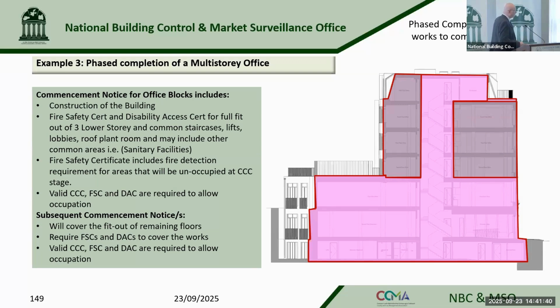Now, I won't go into it, but the fire detection systems would also have to be cognizant of if there's no ceiling in those areas, the underside of the ceiling might be corbelled or it might be downstands to ensure that the fire detection system is compliant to ensure that those areas are covered by a detection system. So then we would have subsequent commencement notices to cover the fit out of the remaining floors and the required FSCs and DACs to cover the works, and then a valid CCC, fire cert and DAC are required to allow the occupation of those areas.